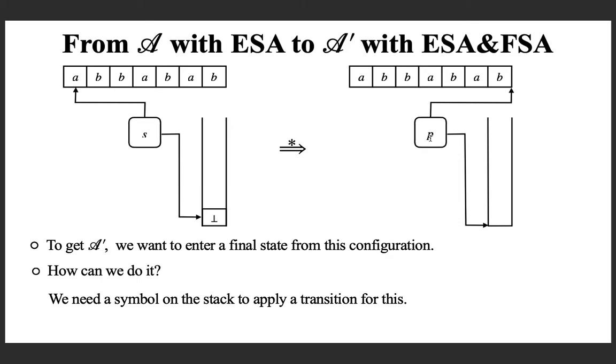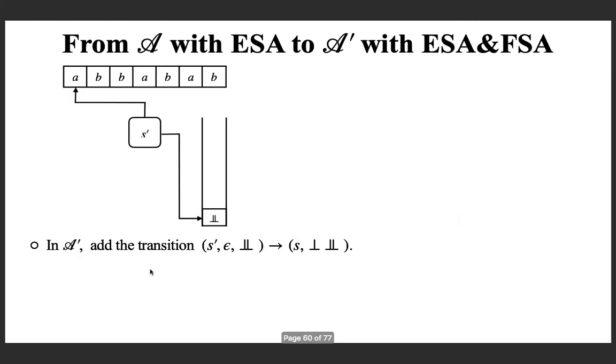Without having a symbol on the stack, you cannot define a transition. Any transition depends on the top of stack symbol, and that cannot be epsilon. That is not allowed by definition. So you need to have a symbol here. And how will you manage? You can do the same trick. You add a new bot, exactly like what we did in the previous case.